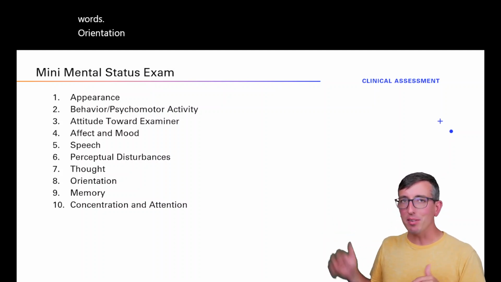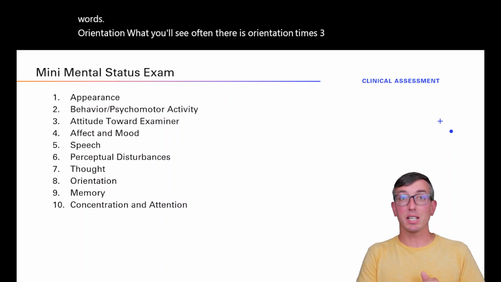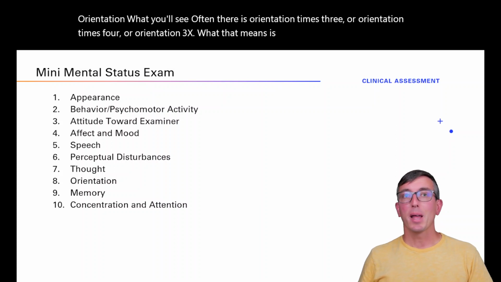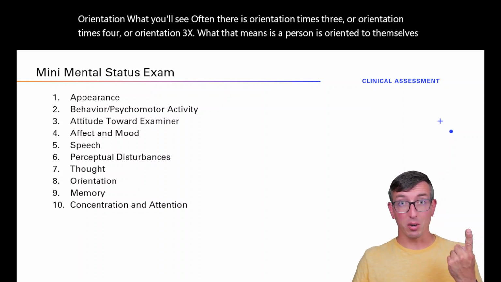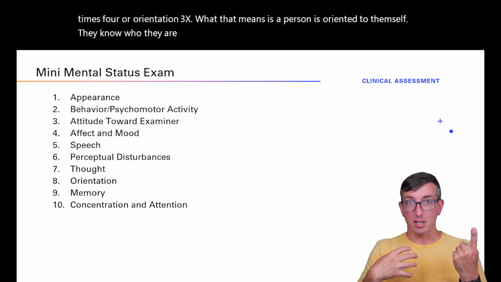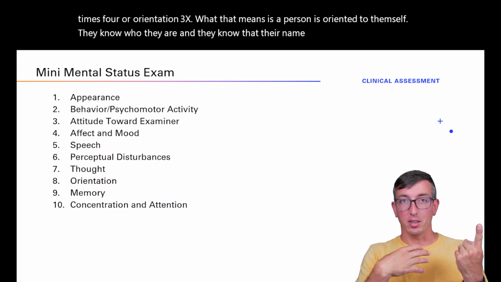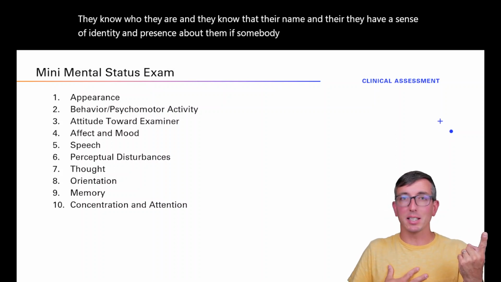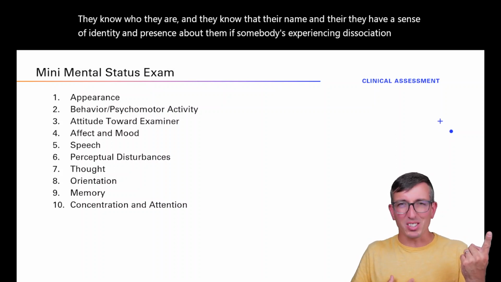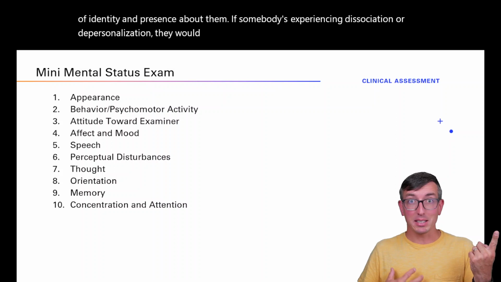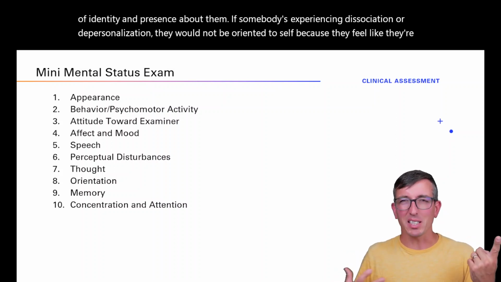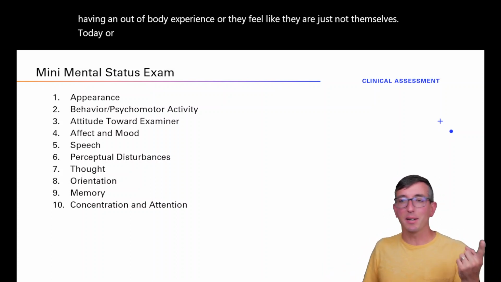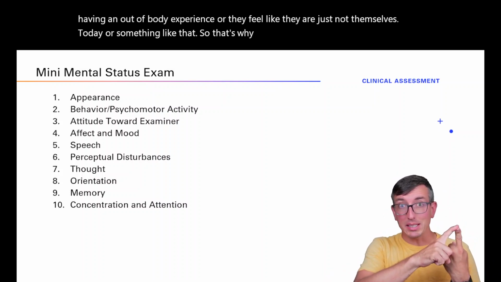Orientation, what you'll see often there is orientation times 3 or orientation times 4 or orientation 3x. What that means is a person is oriented to themselves. They know who they are, they know their name, and they have a sense of identity and presence about them. If somebody's experiencing dissociation or depersonalization, they would not be oriented to self because they feel like they're having an out-of-body experience, or they feel like they are just not themselves today. So that's one kind of orientation.